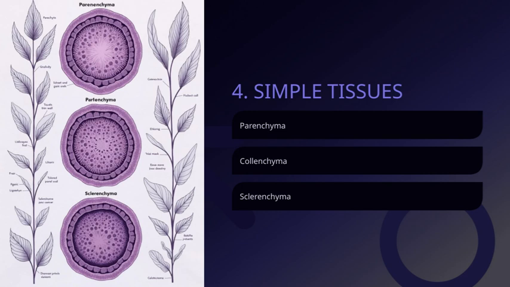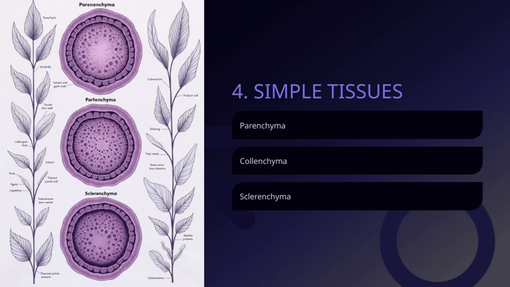First, we have sclerenchyma. Sclerenchyma cells are typically thick-walled and provide structural support and strength to the plant. They are often dead at maturity, forming the rigid parts of the plant like the hard shells of nuts or the fibers in the stem.